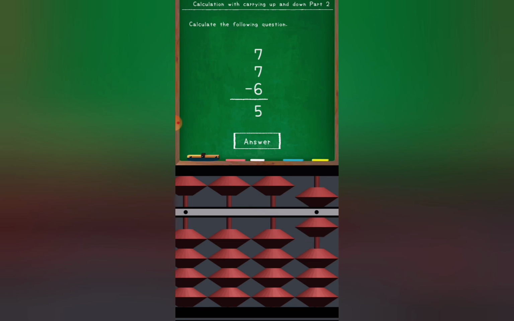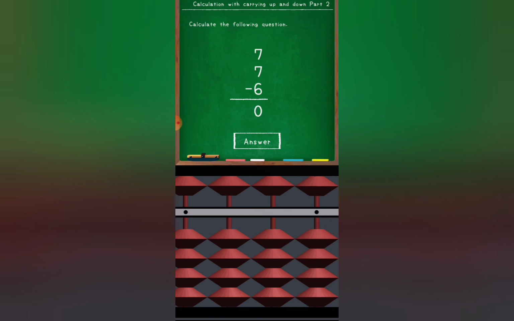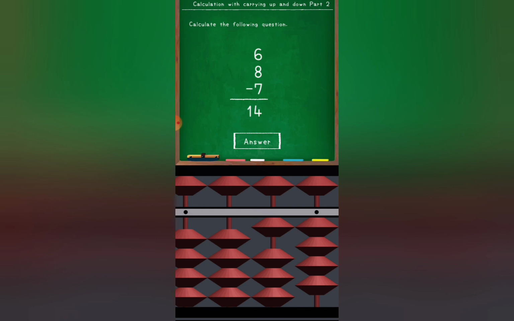Next one, 7: 5, 6, 7. Again 7: 1, 2, 3, 4, 5, 6, 7. Minus 6, minus 6 again, so minus 10 plus 4: 1, 2, 3, 4. This is my answer. 6: 5, 6. Then 8: 1, 2, 3, 4, 5, 6, 7, 8. Then minus 7, so minus 10 plus 3: 1, 2, 3. This is my answer.